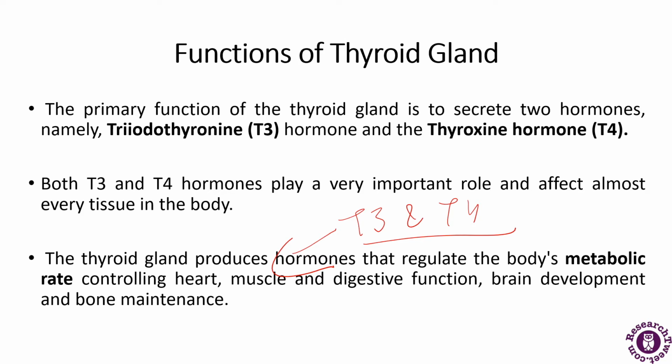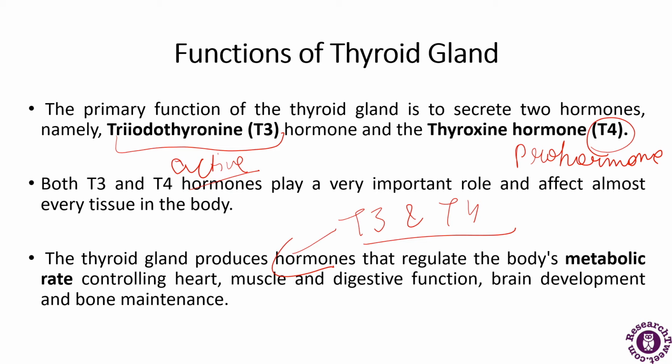Now let's talk about the hormones T3 and T4, which are produced by the thyroid gland, in detail. The thyroid gland produces thyroxine, which is also known as the T4 hormone. It is a relatively inactive prohormone. So it is an inactive prohormone. The highly active hormone is the T3 hormone. So this T3 hormone is very active. T4 was inactive, but this is the active hormone.